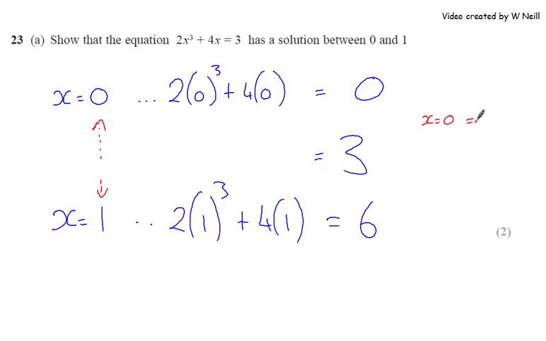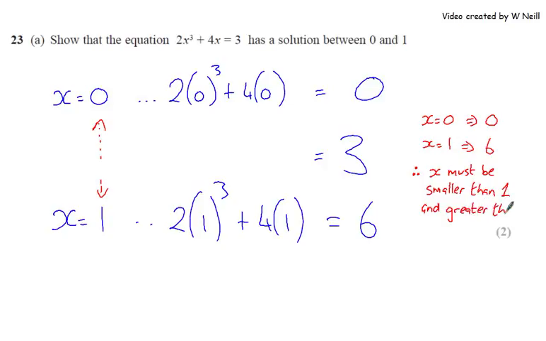So x is 0, gives me 0. x is 1, gives me 6. Therefore, that's the sign for therefore, x must be smaller than 1 and greater than 0. So there is part A.